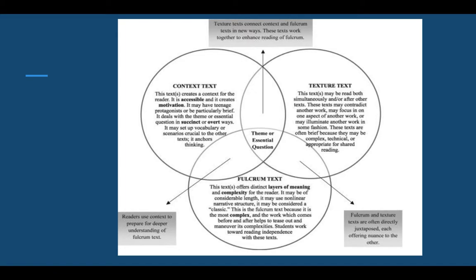Okay, so context texts are going to help my students build up some of the background knowledge. They're going to help my students understand a little bit about the author, the time period. And the texture texts are going to illuminate my text, they're going to put my text in conversation, they're going to make me stop and think about the text.